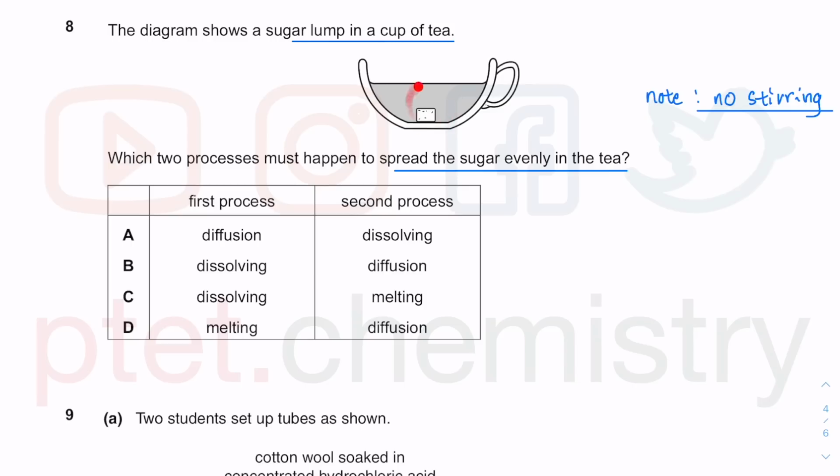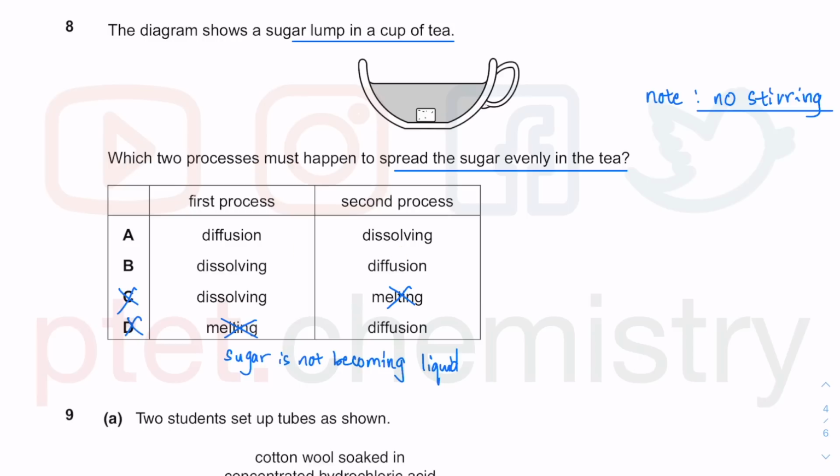So that means the sugar must have dissolved in it. But on its own, if you don't stir it, it's going to take some time, but eventually it will dissolve because the tea is hot. So the first thing that happened is obviously it has to diffuse, or it has to dissolve first. Well, I can tell you melting is definitely wrong, because the sugar is not turning into a liquid. The sugar is becoming dissolved in the liquid water in the tea, but the sugar is not becoming liquid. That is one very, very common mistake that a lot of students make. So melting is definitely the wrong answer.